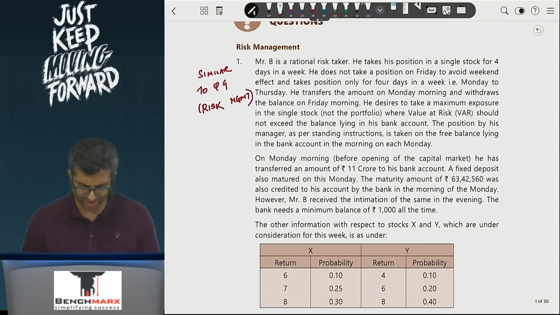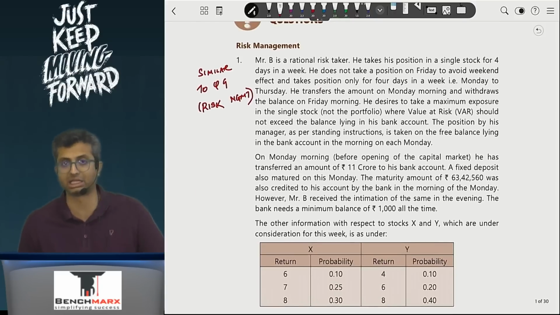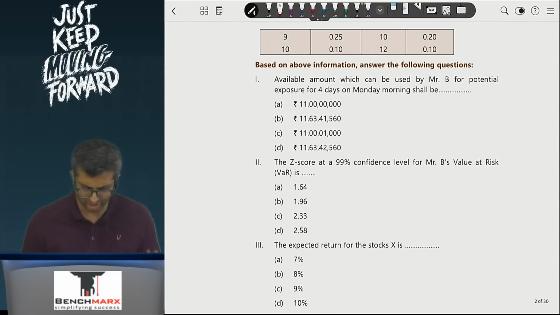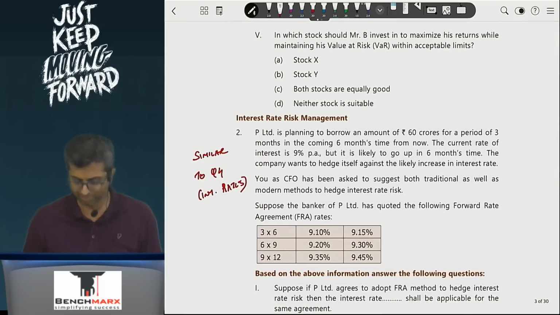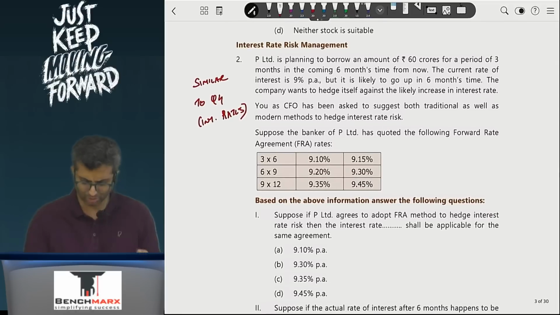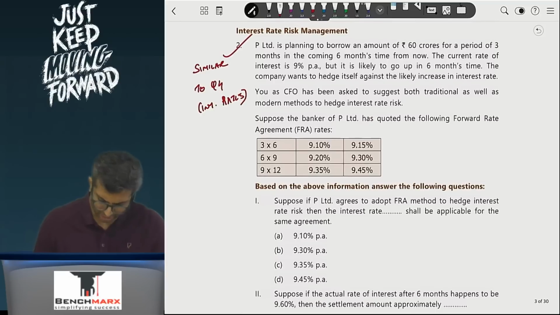When you look at your MCQ case study number 1, this is exactly similar to question number 4 of risk management. One of the recent exam questions was also on similar lines, so you can review that. We'll probably discuss this later if time permits. But what we'll first focus on is your interest rate risk management, MCQ case study number 2. So let us review this first.